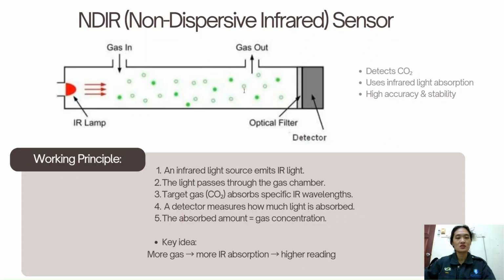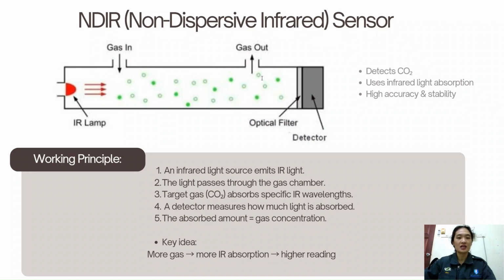First, the infrared source emits infrared radiation into the gas chamber. The emitted radiation contains a range of infrared wavelengths. Next, an air sample enters the gas chamber. When carbon dioxide is present, it absorbs the infrared light at its characteristic wavelength, which is approximately 4.26 micrometers. An optical filter is used to ensure that only the infrared wavelength absorbed by the carbon dioxide reaches the detector. This makes the sensor highly selective for specific gases.